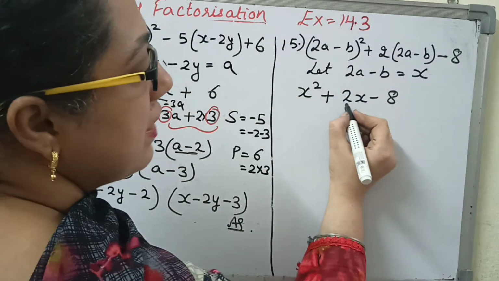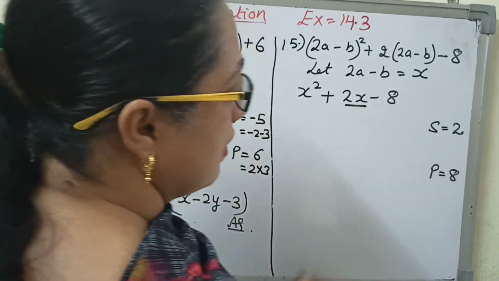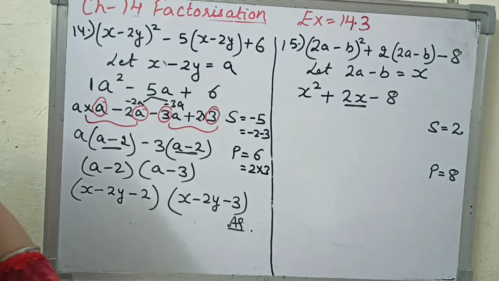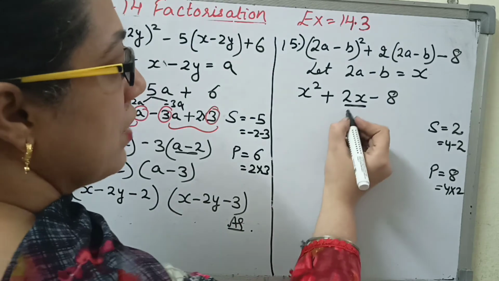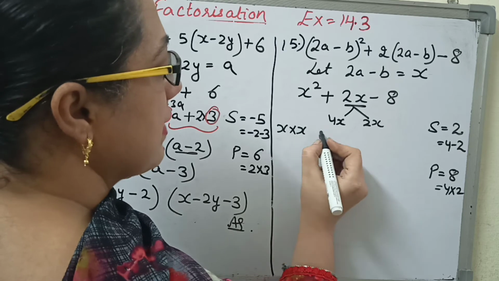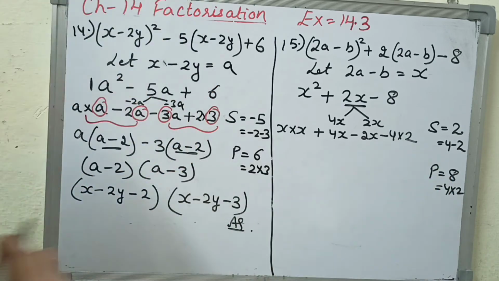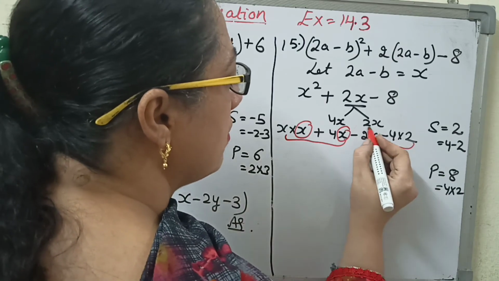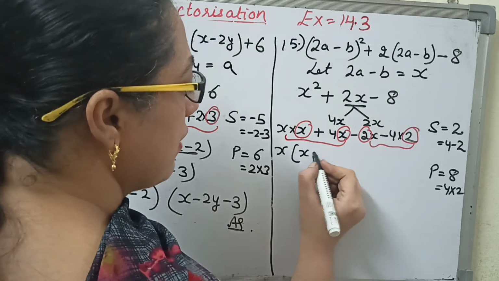Now, again, split this middle term. So, write down the sum is 2 and the product is 8. Make the factors, those factors which give us product 8 and which give us sum 2. You know 4 into 2 is 8 and 4 minus 2 is 2. So split it into 4x and 2x. So x square can be written as x into x. It is 4x minus 2x minus 4 into 2. Now consider the first two terms and take x common. From the last two terms, 2 common. Write down x from the first two terms and the term which is left, x plus 4.